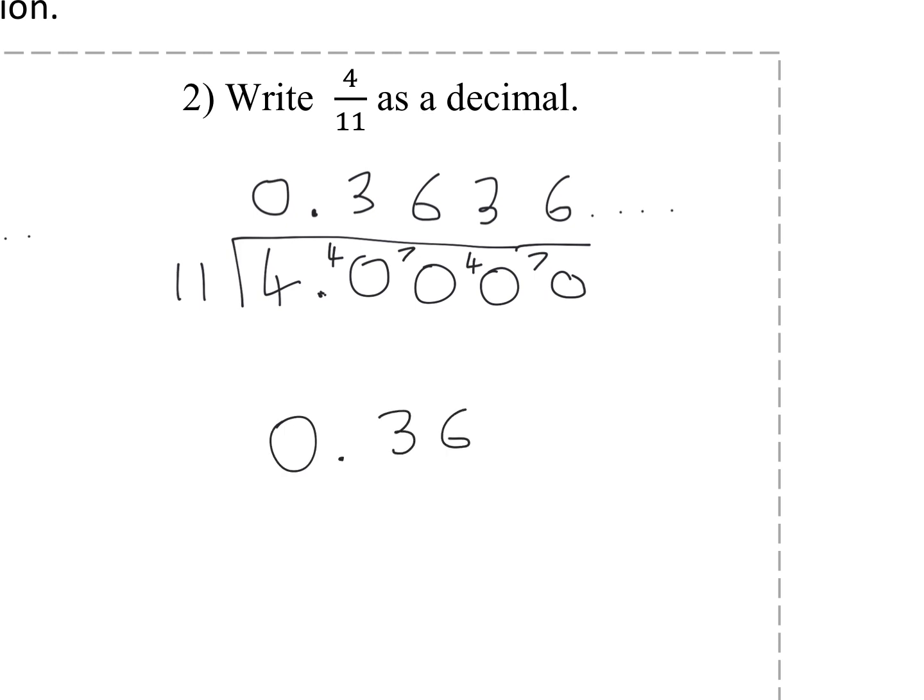So to indicate that the number that's recurring starts at 3 and ends at 6, we put a dot on top of the 3 and the 6. And that indicates that it goes 0.3636, 36, and so on.